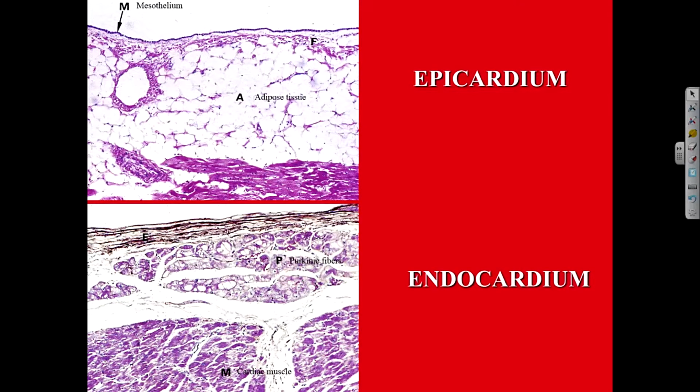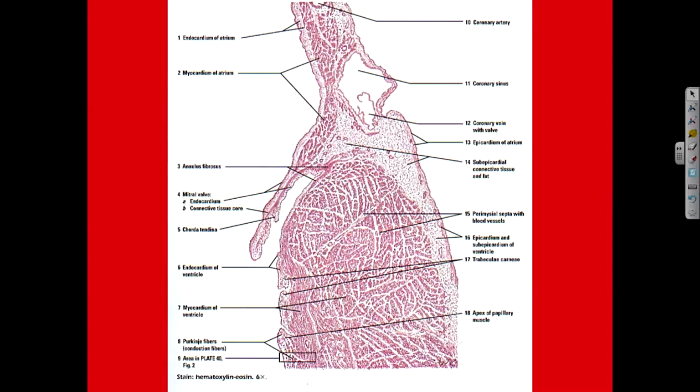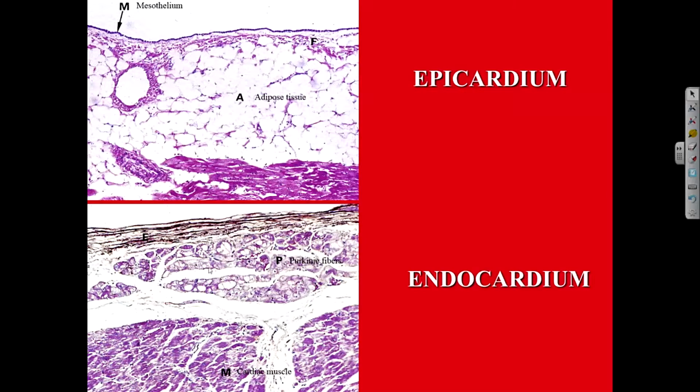Sometimes, on the inner aspect of the wall, just underneath the endocardium, we find Purkinje fibers, and Purkinje fibers are those specialized cardiac muscle cells that conduct a wave of depolarization to stimulate the contraction of the myocardium of the heart. Sometimes this is what Purkinje fibers look like, between the endocardium and the myocardium right here. Sometimes they're confused with adipose tissue, so don't confuse the two. And that's the epicardium containing adipose tissue, so that's the outer surface. This is the inner surface containing Purkinje fibers.